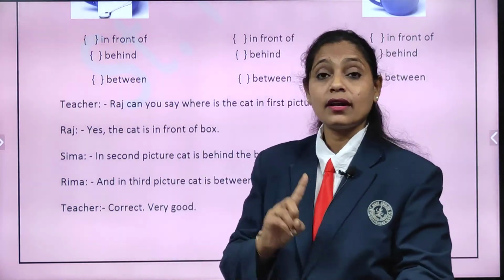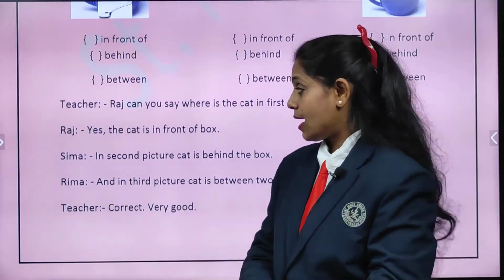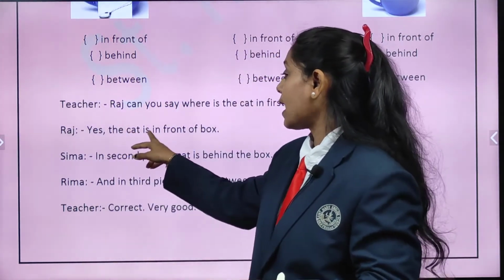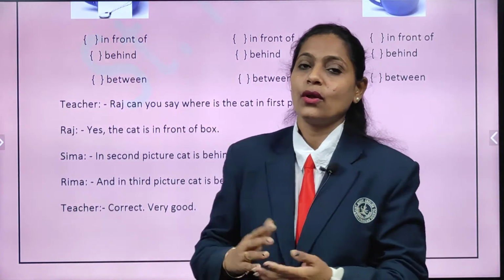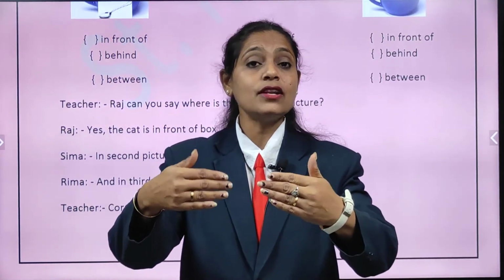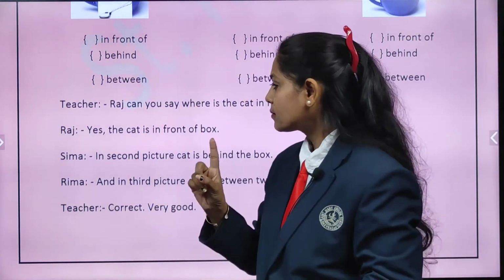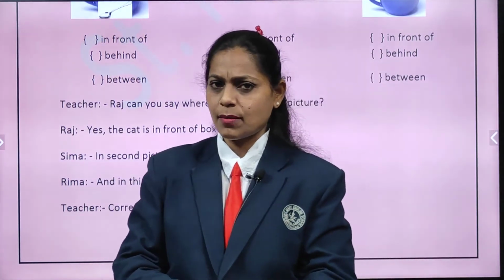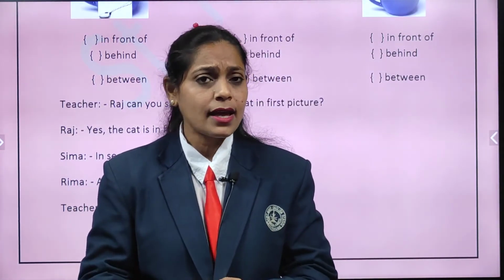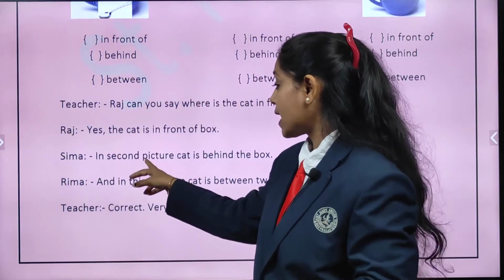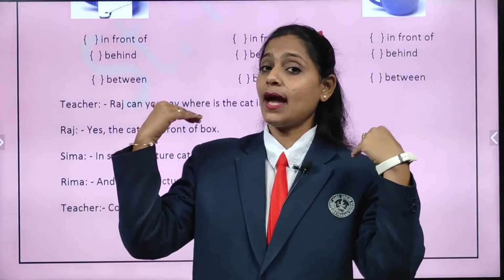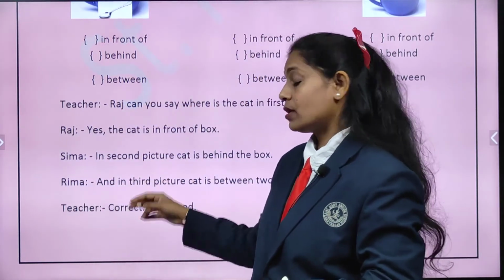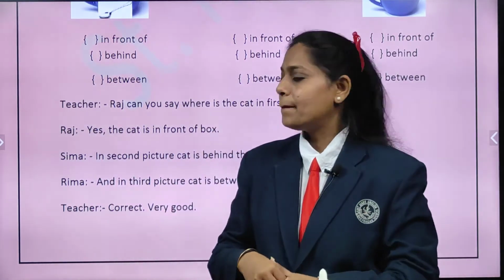So what is Raj answering? Yes, Raj is saying, Yes, miss, I know the answer. The cat is in front of the box. Now the teacher is asking Seema, in the second picture, where was the cat? And what does Seema say? In the second picture, the cat is behind the box. Behind means at the back. So she says, in the second picture, the cat is behind the box.